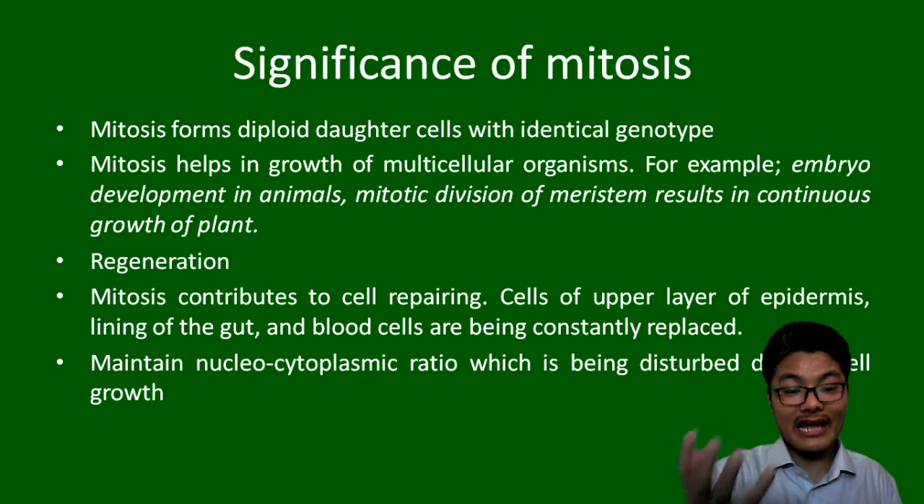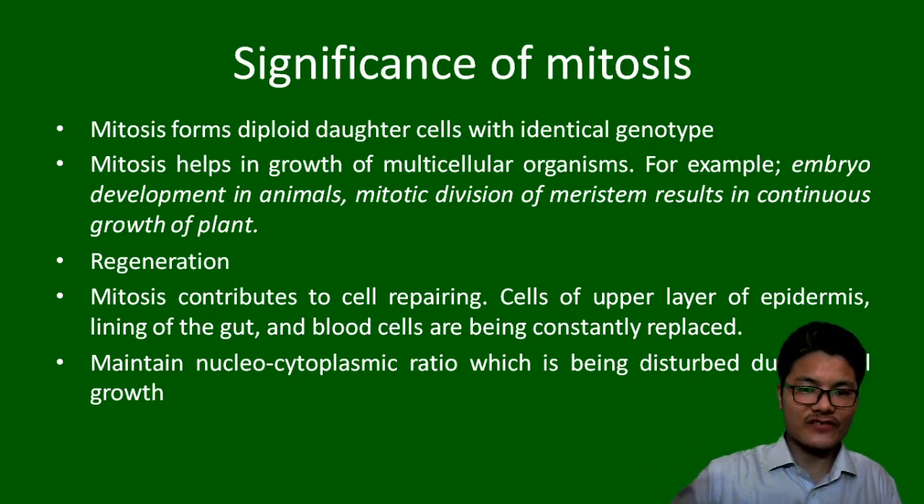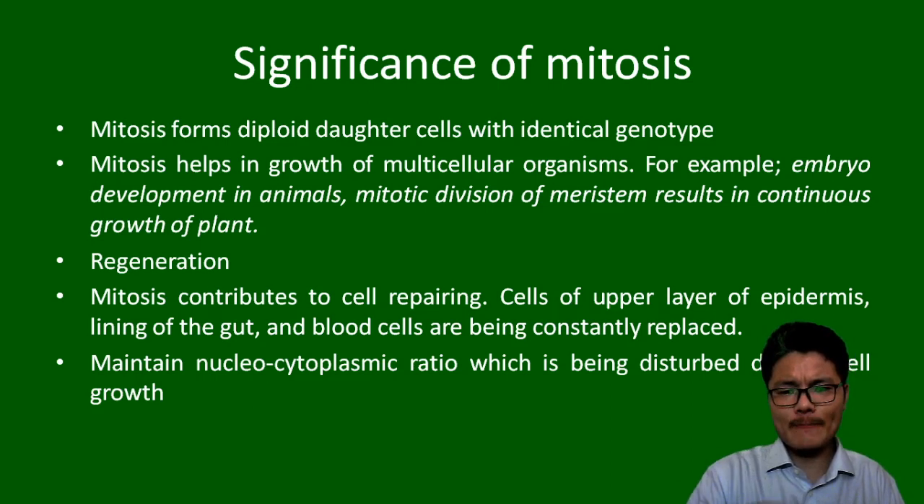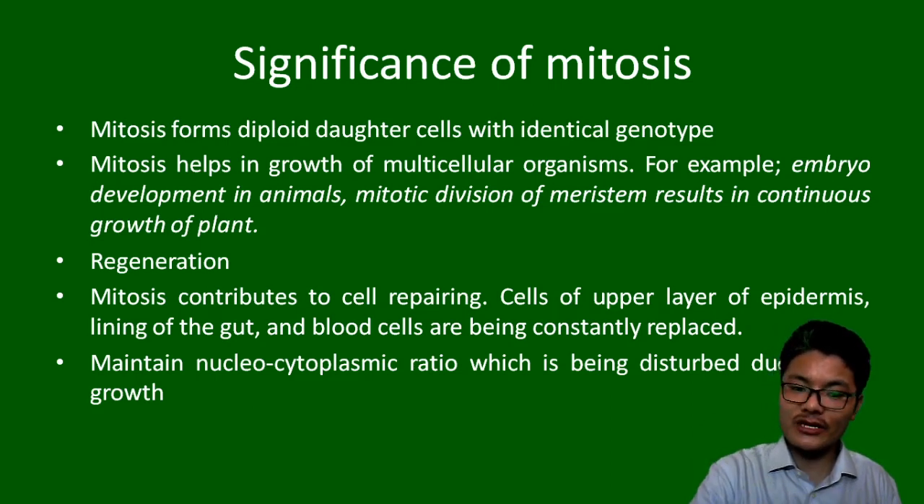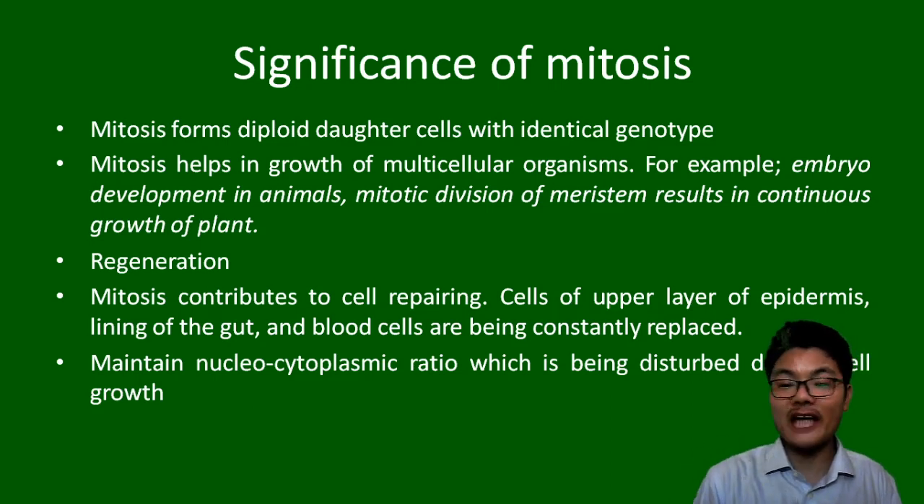And mitosis is helping in maintenance of nucleocytoplasmic ratio, which is usually disturbed whenever there is growth of the cell. As the cell grows, the cell may become larger and larger, and the cytoplasm and nucleus may not be matching according to the size. So to maintain proper size of nucleus and cytoplasm, or to maintain the ratio of nucleus and cytoplasm, we have mitosis happening.